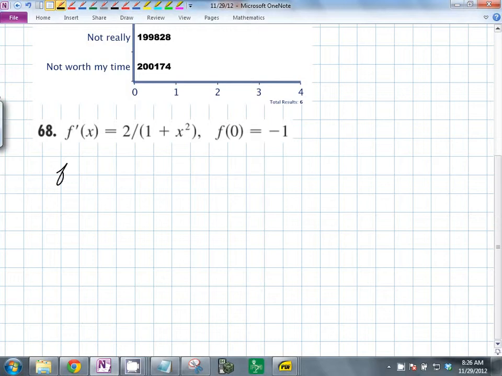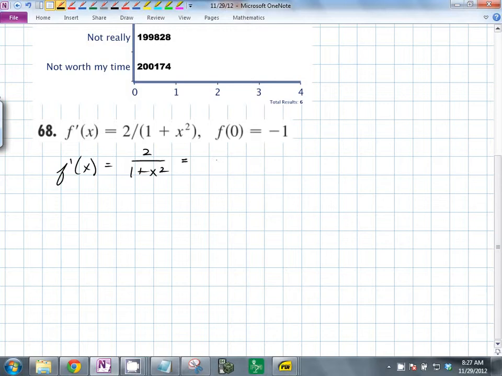So you know that f prime of x is equal to 2 over 1 plus x squared, and it also tells you this initial condition right here. How do you go about integrating this? You're finding the general antiderivative. How do you go about finding the general antiderivative of this? Did anybody figure it out? Okay, 1 plus x squared to the negative first power.